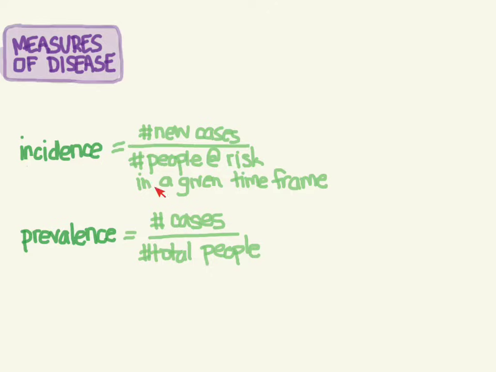Now the other thing that's different is this time frame aspect here. So it's in a given time frame, whereas we don't have that time aspect here. So what that means is that incidence is really a rate. A rate has some sort of time inherent in it. It's how fast something is happening, and so that's how we have the time frame here. And prevalence is a proportion, and so a proportion is a percentage, right? So what is the percentage of people who have the disease over all the people in total?